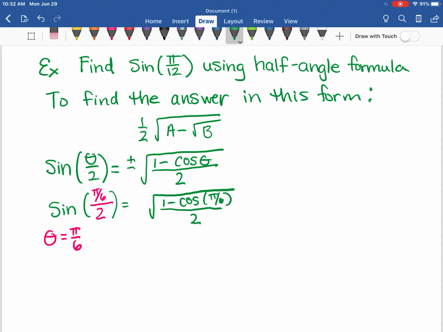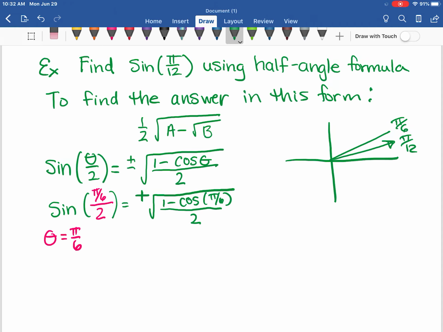Now, to figure out if we're going to use plus or minus, we need to figure out if sine of pi over 12 is in a quadrant where the y is negative or positive. When we look at our unit circle, pi over 12 would be somewhere in here. Pi over 6 would be here, and half of pi over 6 would be pi over 12. So we're definitely talking about the first quadrant, which means the sine of pi over 12 should be positive. So we're going to keep the positive square root.